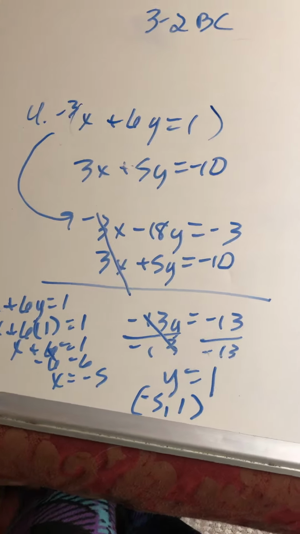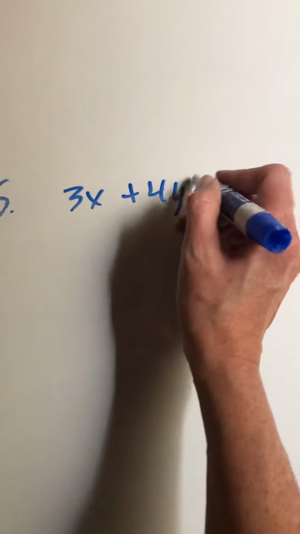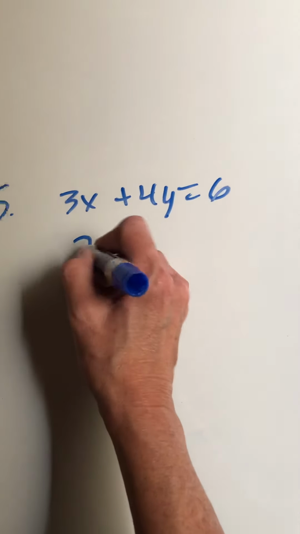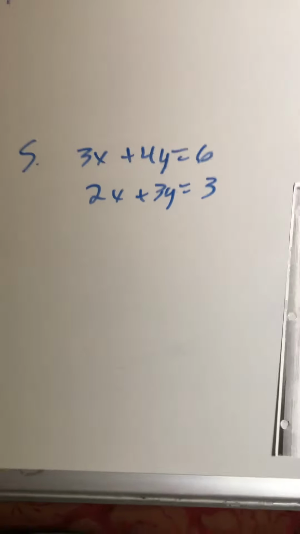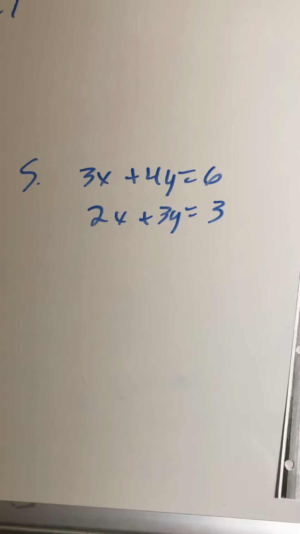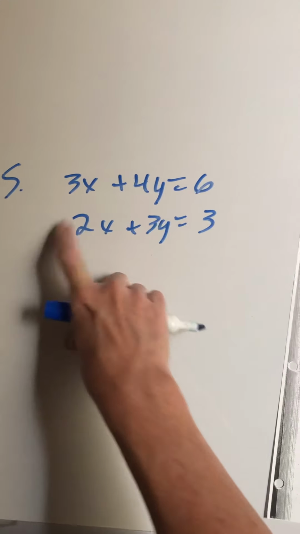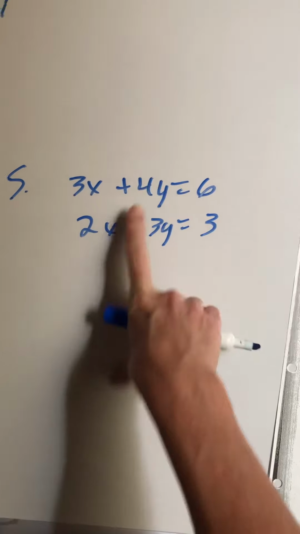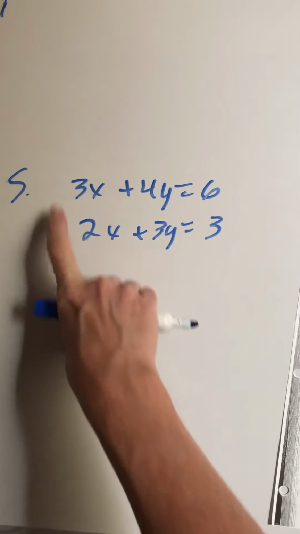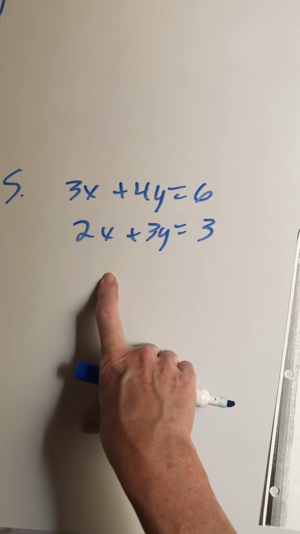Make sure. Okay, so then number 5, we've got 3x plus 4y equals 6 and 2x plus 3y equals 3. So on this one, we could either make the x's cancel or the y's cancel. Either one, it doesn't matter. But we've got to have different signs. These are the same signs. These are the same signs. We've got to have different signs.